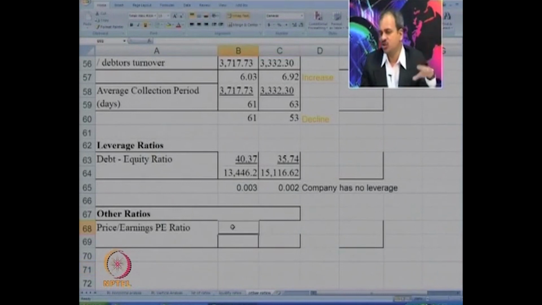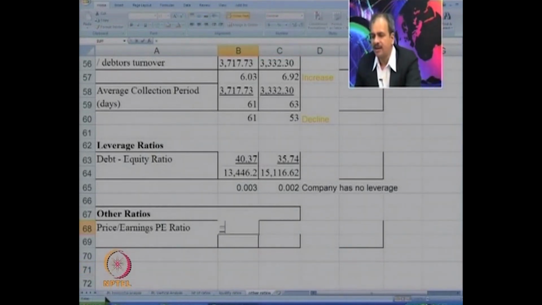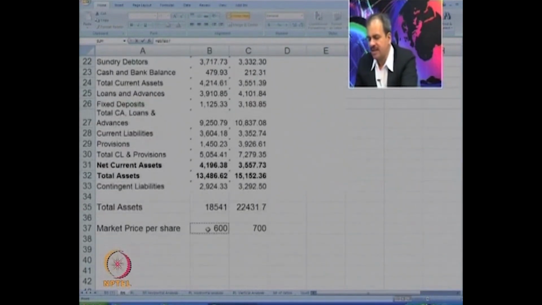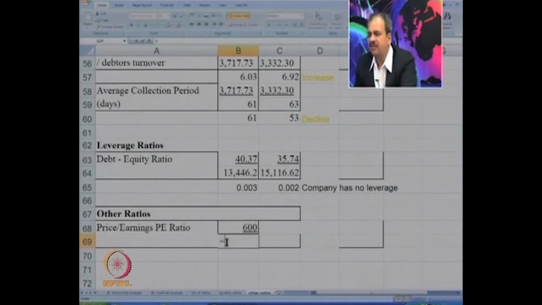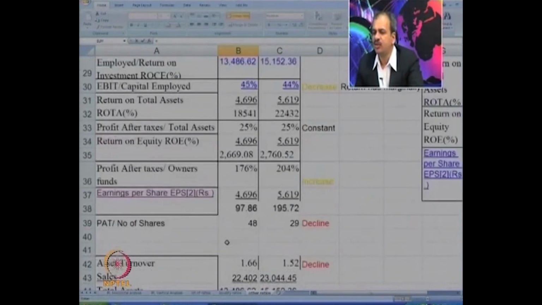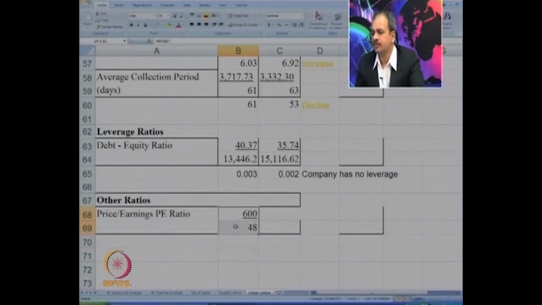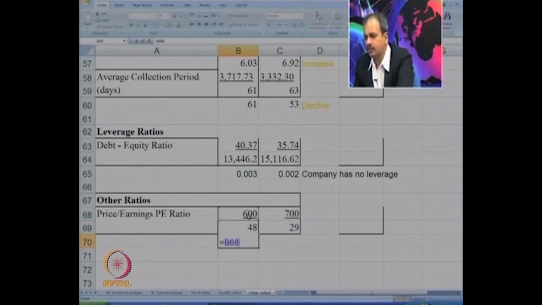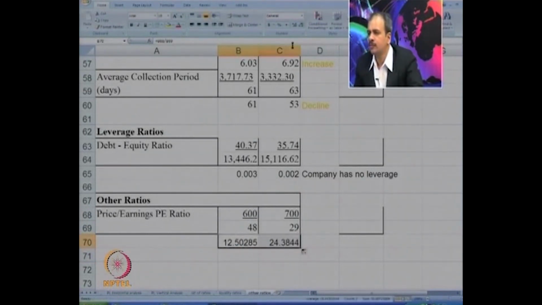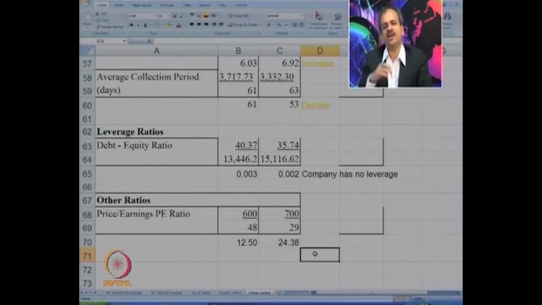So, price earning ratio. Let us find out what is the market price of the company. In the balance sheet, we had been provided with the market price divided by earning per share, which we have just calculated. So, you can see there is a major increase from 12.5 to 24. So, what does it show? What does this increase show?